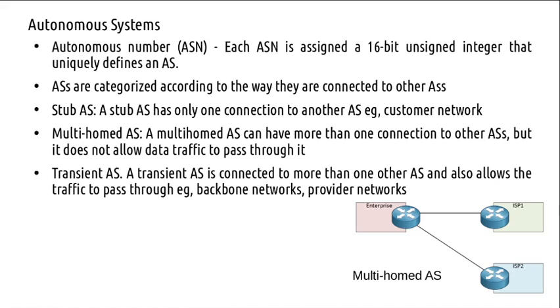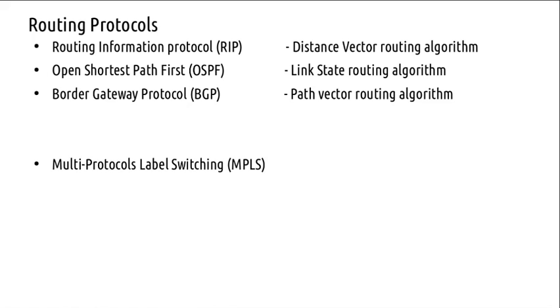The stub autonomous system is like a terminal network. It has no connection to a second autonomous system; it is connected to only one single autonomous system. Then routing protocols. So we'll take up routing protocols.